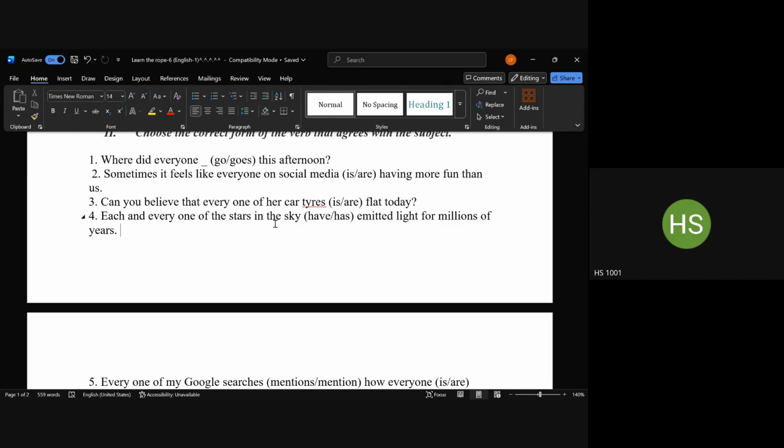Fourth one again: each and every one of the stars in the sky have or has emitted light for millions of years. Has. So each and every one of the stars in the sky has emitted light for millions of years.